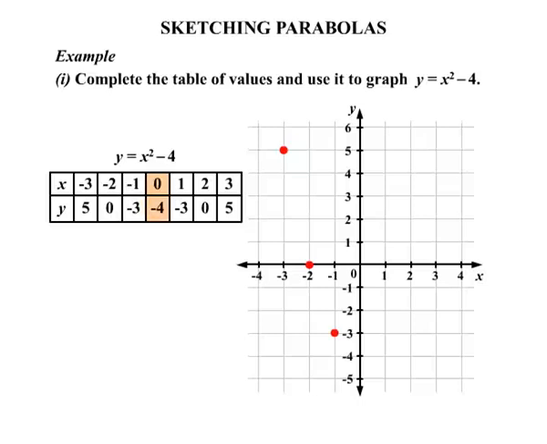0, minus 4. 1, minus 3. 2, 0. And finally 3, 5. So all our points are plotted.